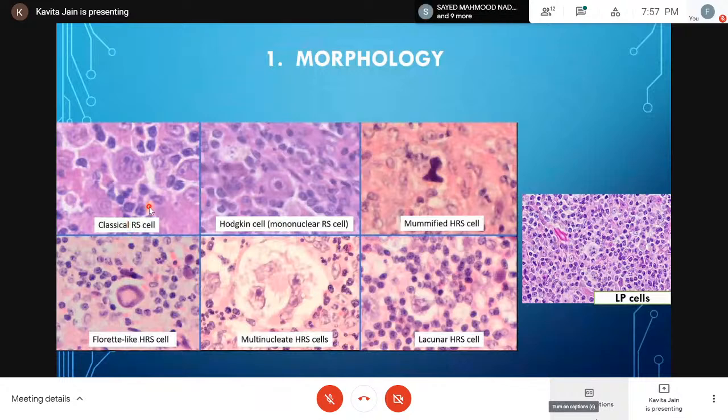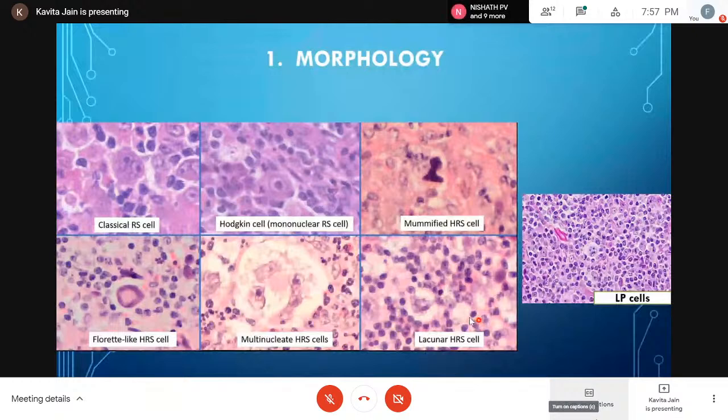So we have the classic RS cells, which are bilobed, they have mirror images, prominent nucleoli, and an owl-eye appearance. The mononuclear RS cells are known as Hodgkin's cells. They can be seen in all types of classical Hodgkin's. Then the mummified RS cells, we have pycnotic nuclei. We don't have discernible nucleoli, and of course the cytoplasm is retracted. They can again be seen in any of the subtypes.